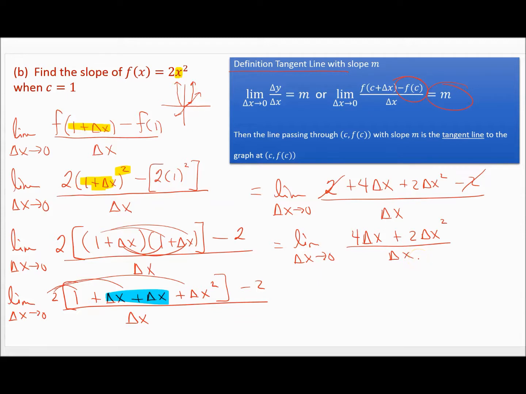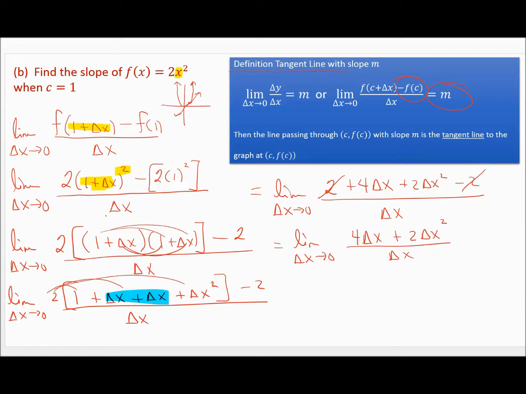And if you think about it, you might be wondering why I'm doing all this simplifying. Why am I doing all this? When you take a limit, can't you just substitute? So as soon as we got here, what would happen if I just substituted delta x equals 0? Well, I know one thing. I'd get a 0 in the denominator, and we don't want a 0 in the denominator. We need to simplify these completely before we take the limit, okay?